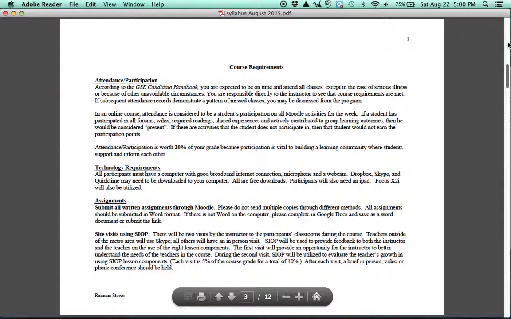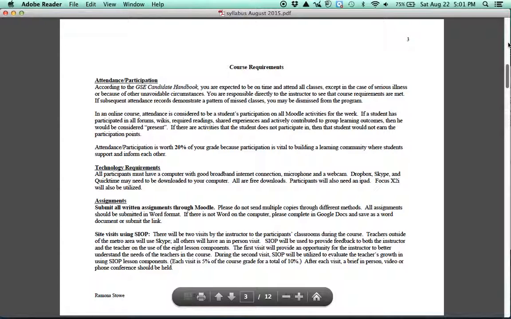Now for the course requirements. Of course, attendance, participation, just like always. Make sure you do all the forums, all the wikis, all the readings, and that sort of thing. Technology. You need to make sure you have good internet connection, and probably will use Google Docs and or QuickTime or your iPad, because we'll also be using Focus X2i, and it'll be easiest just to record it on your iPad and then tag it with Focus X2i. Of course, you put all your assignments through Moodle.